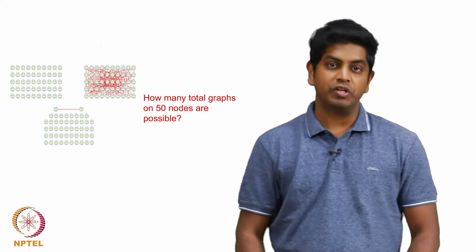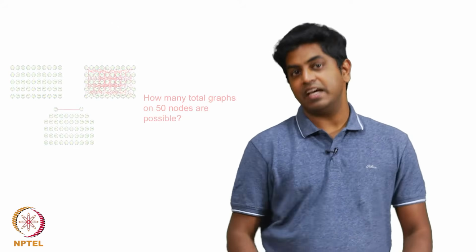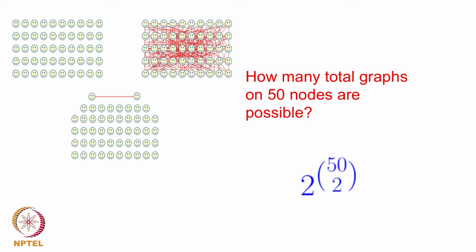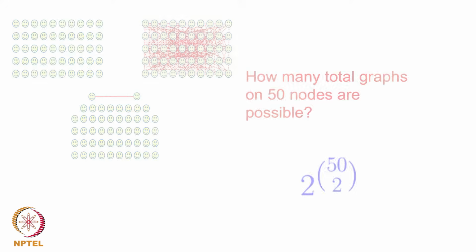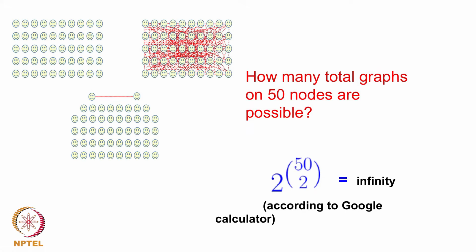How do I even answer this question? I leave it as an exercise. I will quickly answer it here. The answer is 2 to the power of 50 choose 2, and that is a very big number. This is the total possible graphs on 50 nodes, just 50 nodes.